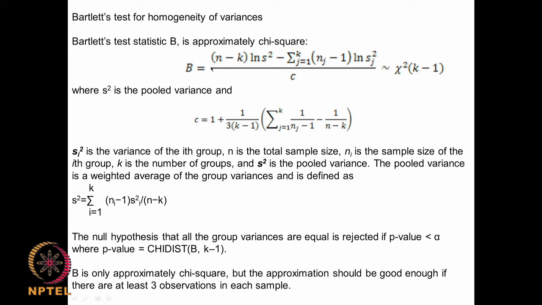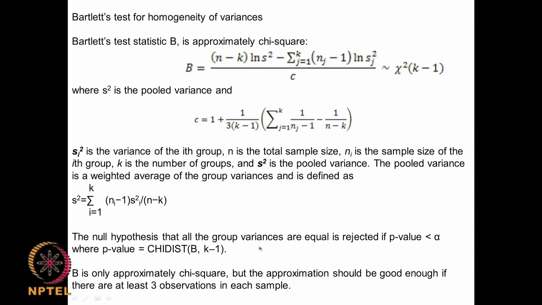So, the equation looks big, where n is the sample size of the ith group, k is the number of groups, and s is given like this, okay. S square is the total variance, and Si square is the variance of the ith group, as you can see here, okay. The C here is given like in this formula. So, what you do is you calculate this test statistic, substituting the C here, substituting the S here, and then you use the chi-square distribution.